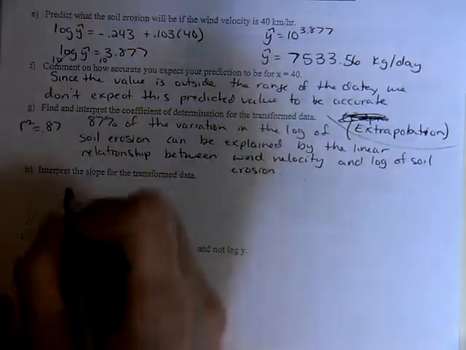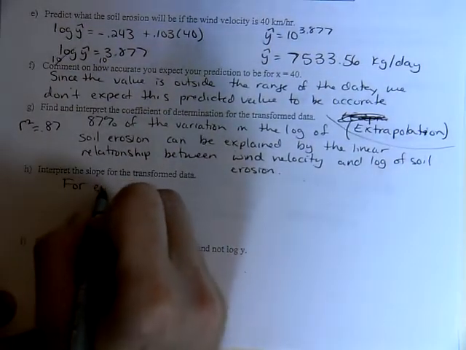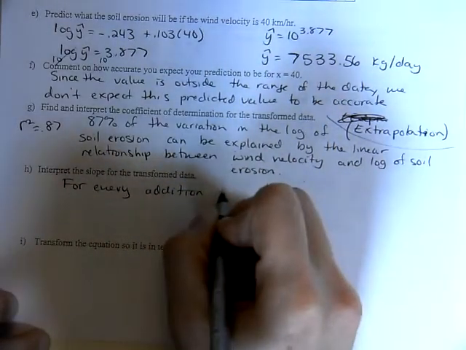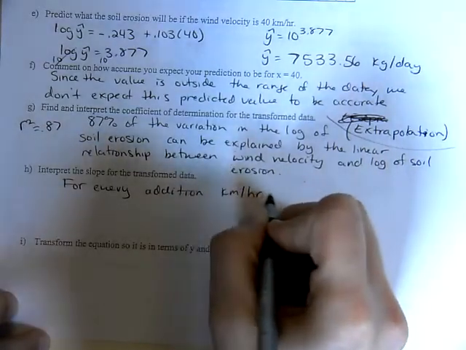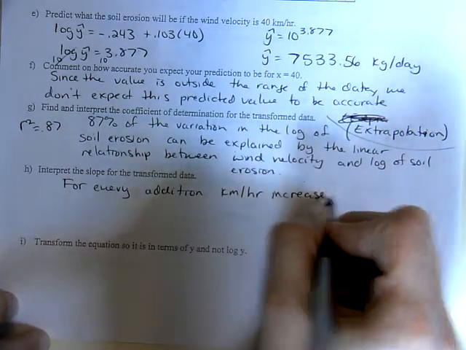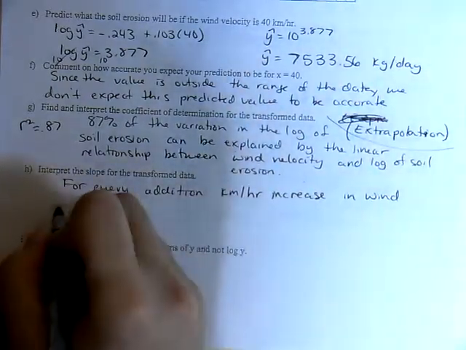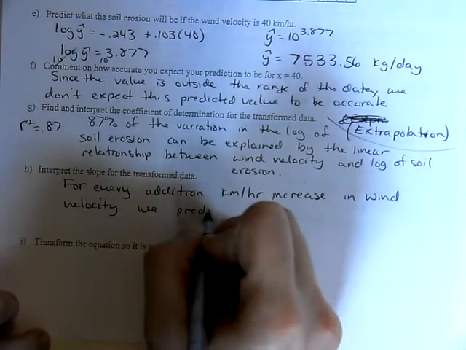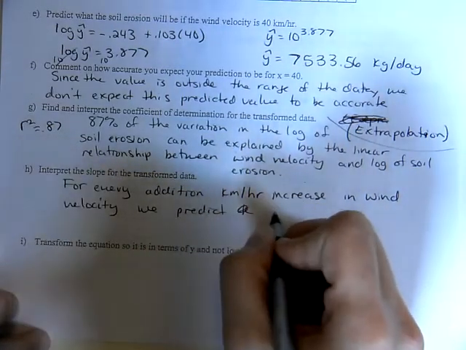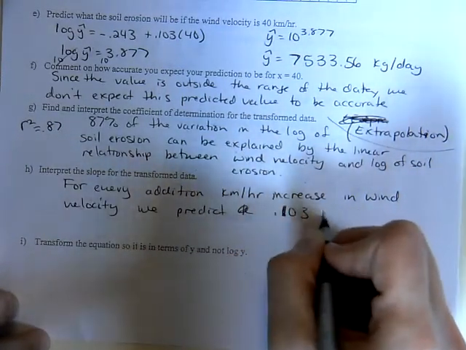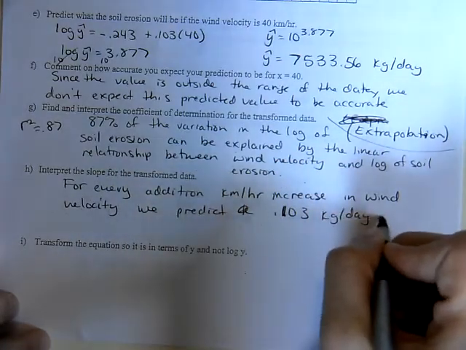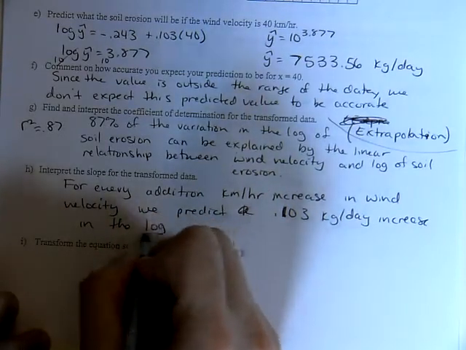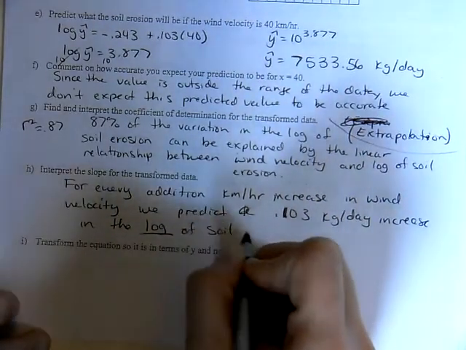Interpret the slope. So for every additional kilometer per hour increase in wind velocity, we predict a 0.013 kilogram a day increase in the log of soil erosion.